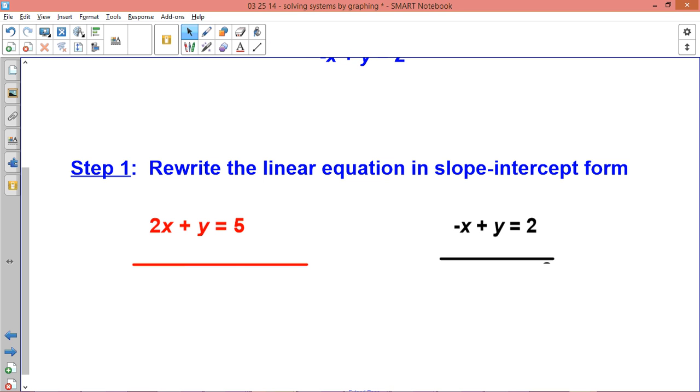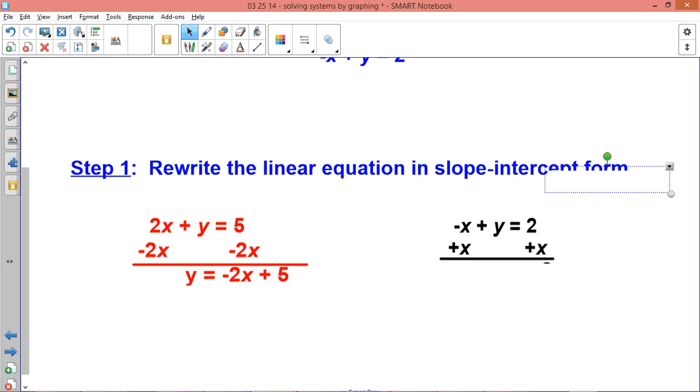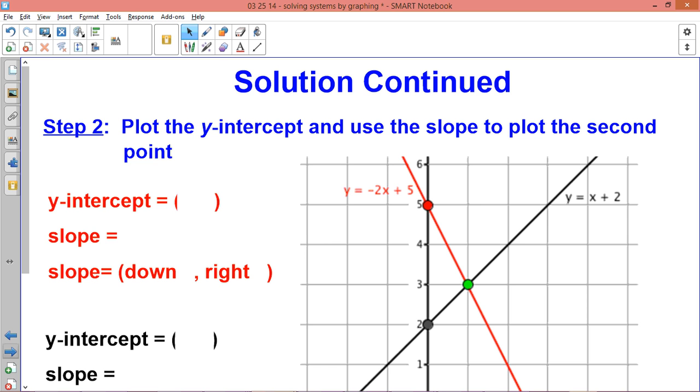So I start with 2x plus y equals 5. I subtract 2x from both sides. I get that y is equal to negative 2x plus 5, and I'm done with that one. On the next one, I start with negative x plus y equals 2. I add x to both sides, and I am left with y equals x plus 2. Now I have two things that I can graph, and I will graph them on the next page. Step 2 is I plot the y-intercept as we've been doing.